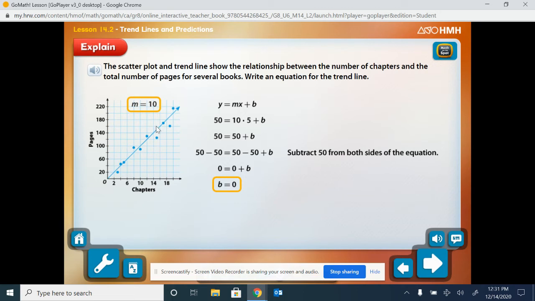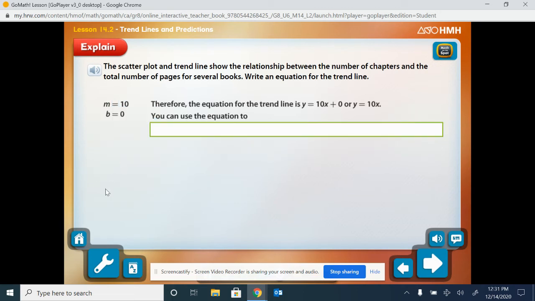Now let's use those values to write the equation for the trend line. The equation for any trend line states the relationship between the variables. Substituting the values of m and b in the slope-intercept equation gives us the equation for the trend line relating chapters and pages. What does this equation allow us to do?